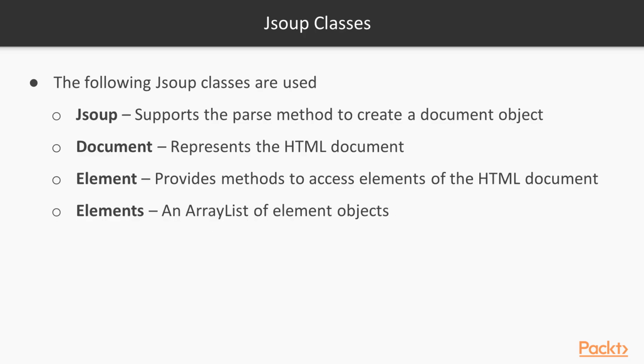The JSoup class we are actually interested in accessing is the JSoup class itself. This has a parse method. The parse method will allow us to create a document object based upon a specific HTML page. The document object in turn represents the HTML document. It has a number of methods that allow us to access different elements of the HTML document. These methods typically return an element object, an element instance. There's also an Elements class that we'll be working with that's essentially nothing more than an array of Element objects. With this in mind, let's go ahead and look at how we create our NetBeans project.